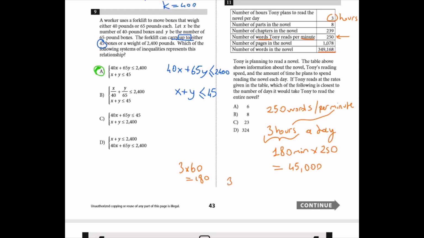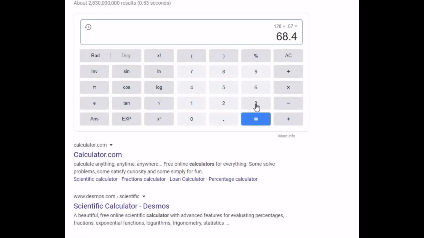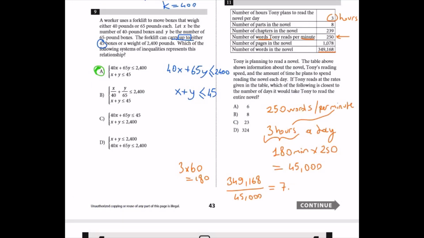And the entire novel has 349,168 words, divided by 45,000 will give us the day equivalence. This time we're going to find the time equivalence. So let's do the division using the calculator. 349,168 divided by 45,000. So 7.75 days. Which means we need 7 full days and we need another day to complete the novel. So for the entire novel we need 8 days. 7 days will not complete the novel because we have some extra piece. So we need 8 full days.